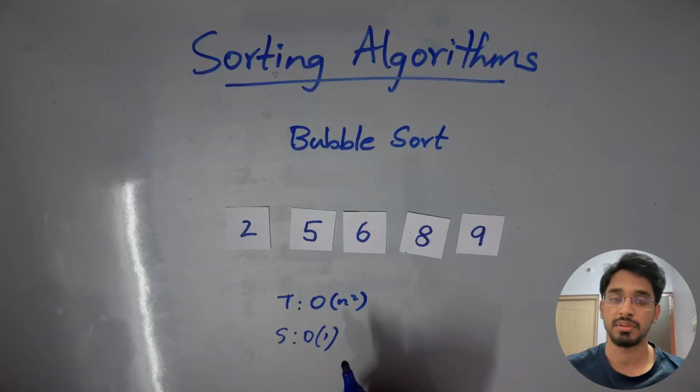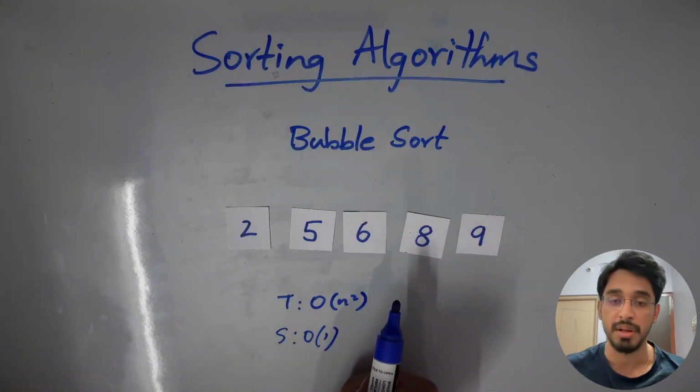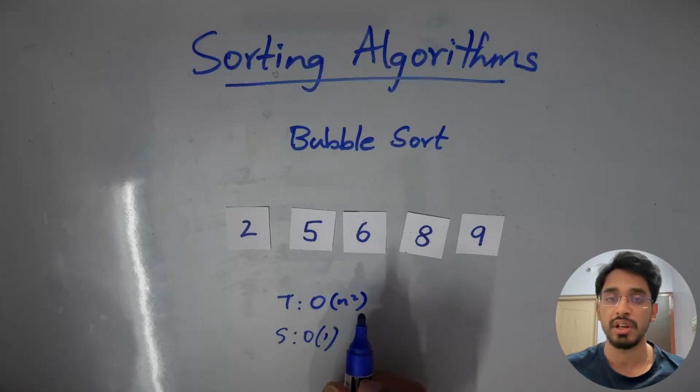So the name bubble sort comes because the numbers keep bubbling up until they find their place. That's where the name comes from. So I hope you understood the exact sorting algorithm of bubble sort. Let's now understand how we can code this practically in JavaScript.